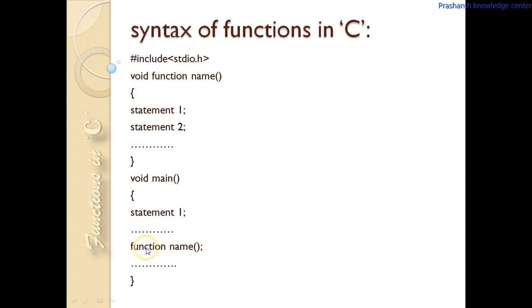Whenever the compiler encounters the function name, the control immediately jumps to this function, all the statements in this function are executed, and then the control jumps to the next line after the function name. So the execution continues in this way. For example, if you want to call the same function in coming lines of the program, again the control jumps here, this will be executed, and again it comes back. In this way we can make the program simpler and easy.